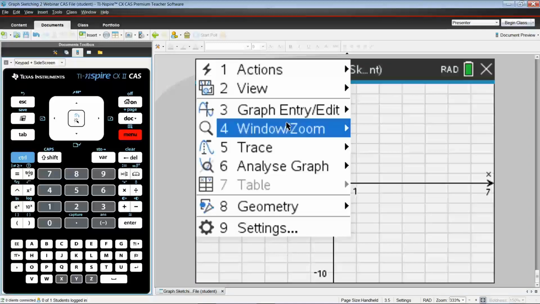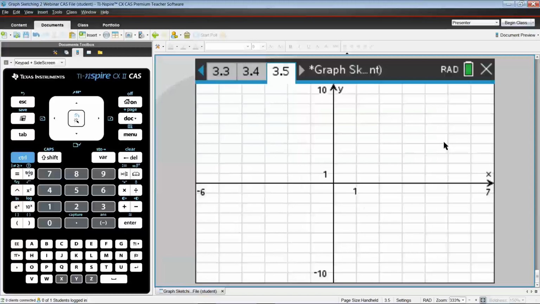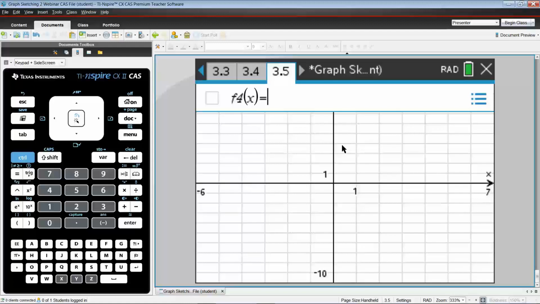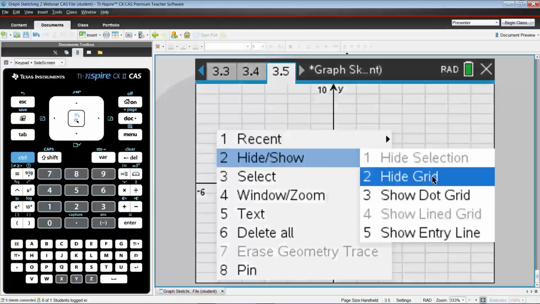menu 4 and 1. That will change your window settings. And of course, you can see X min, X max, and the scale, and Y min, Y max, and the scale is there as well. But then you might be asking, every time you've drawn a graph, you've never seen a grid over there. Well, how do you get a grid? You simply right-click or control menu, go to hide/show, and option 2 would be to show grid.